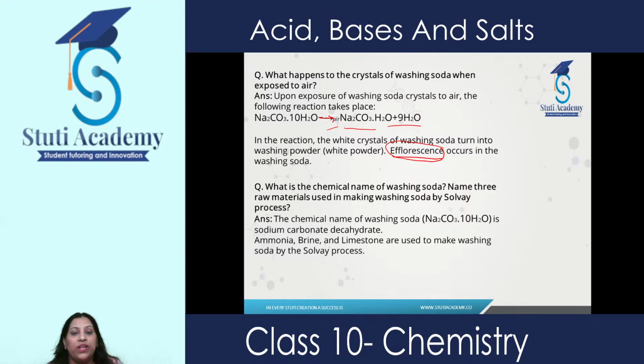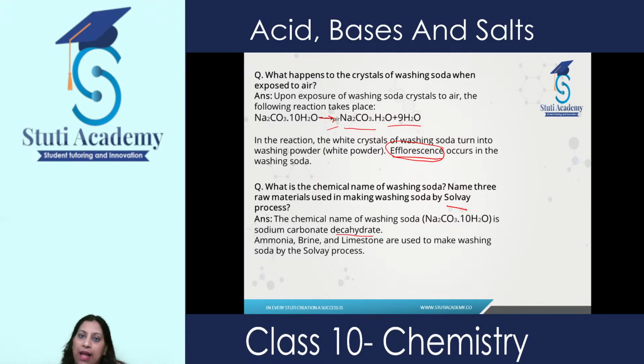Now next is, what is the chemical name of washing soda? Name 3 raw materials used in making washing soda by Solvay process. Now look here, it is mentioned Solvay process. So the chemical name of washing soda is sodium carbonate decahydrate, and a question can come on this also.